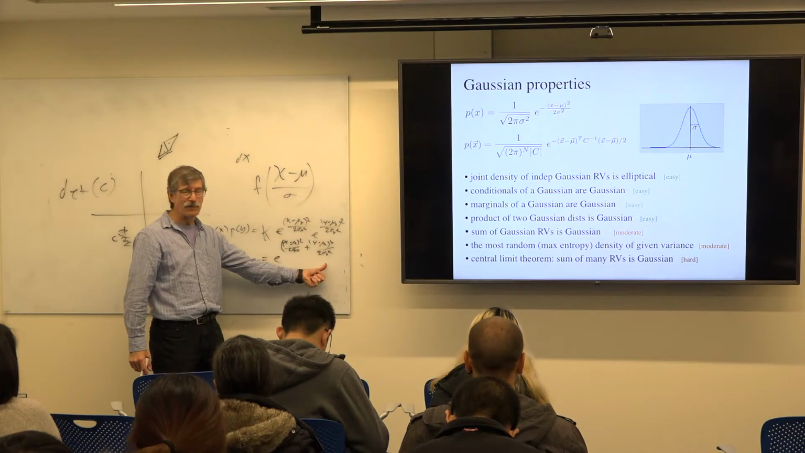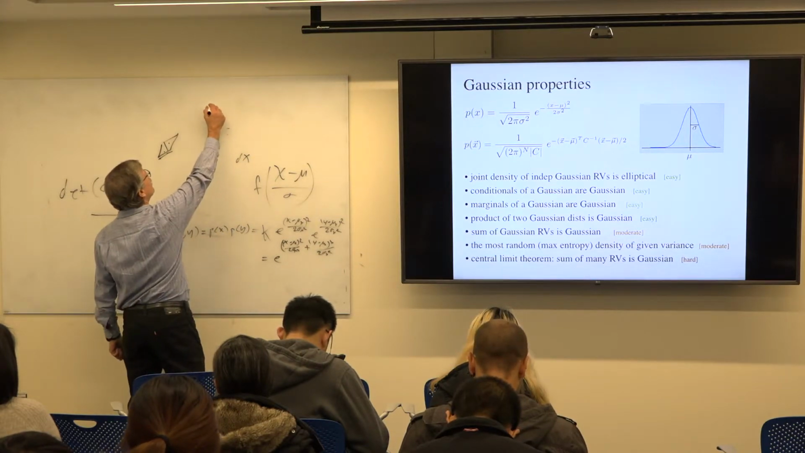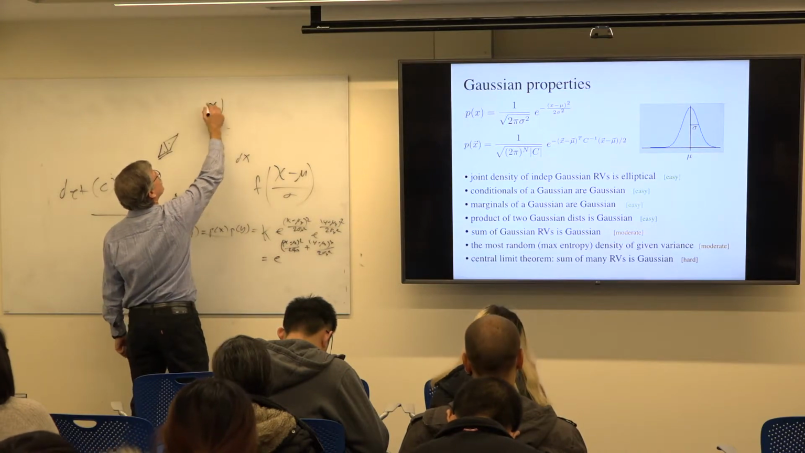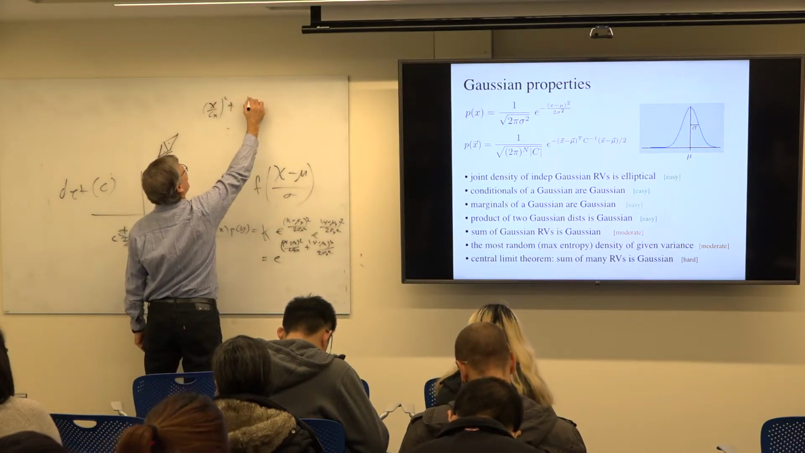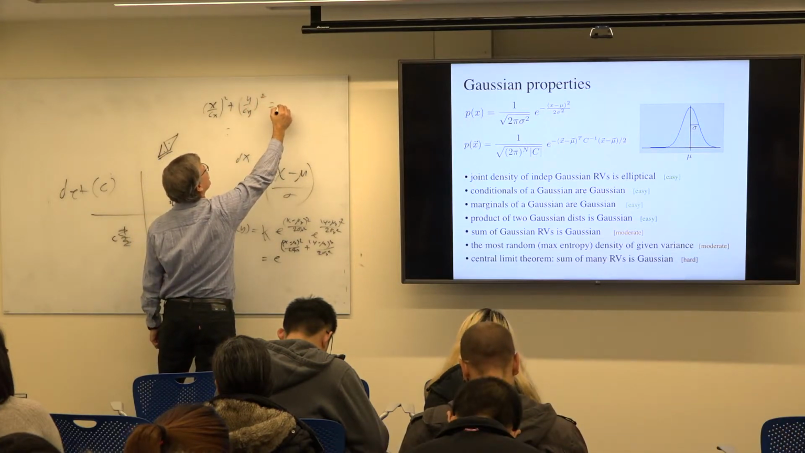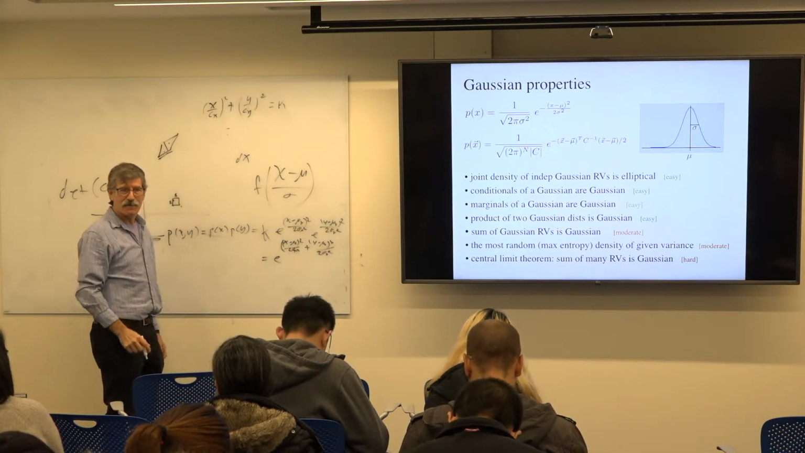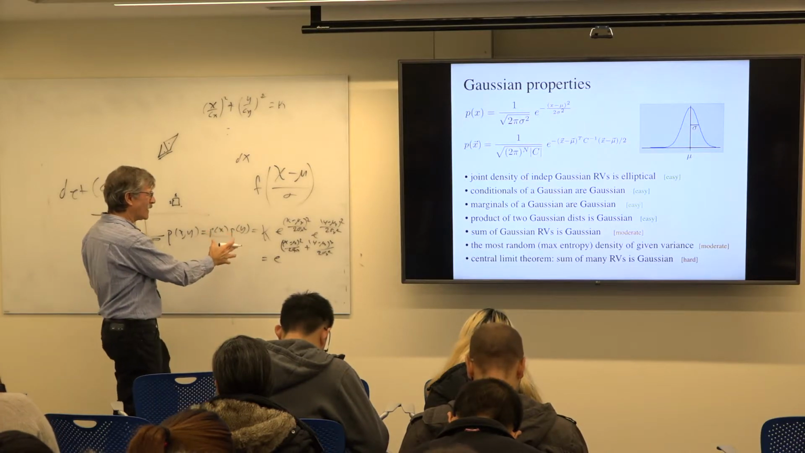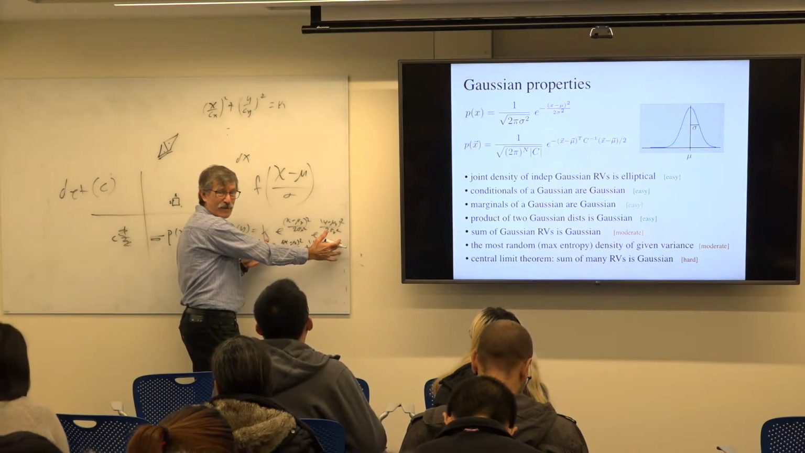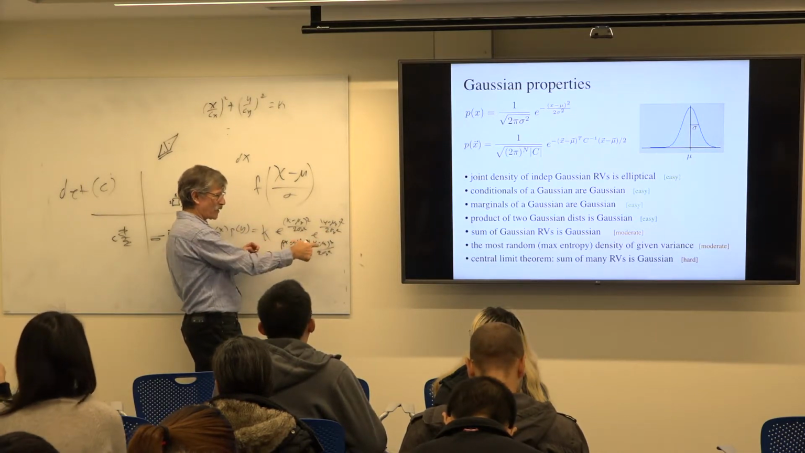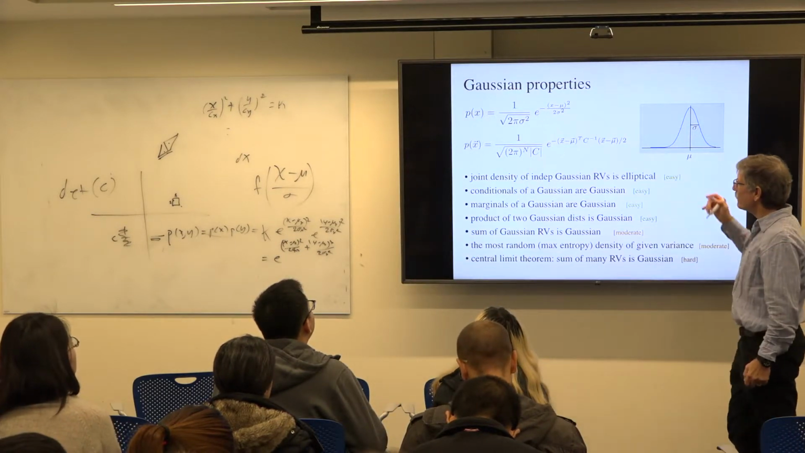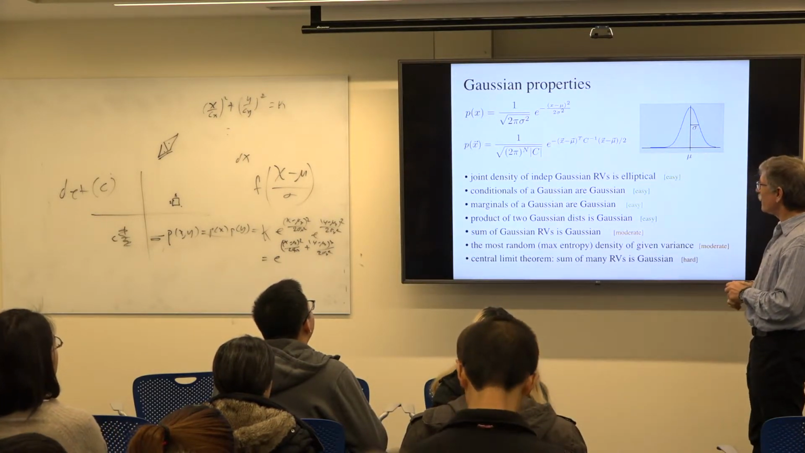Okay? That just is an ellipse, because what's an ellipse? An ellipse is x over c sub x squared plus y over c sub y squared equals some other constant. That's an ellipse. And so this whole thing equal to a constant is the same as the exponent equals a constant, and the exponent is exactly the formula for an ellipse, except shifted over to be centered on mu x, mu y. So joint density of independent Gaussian random variables will be elliptical.